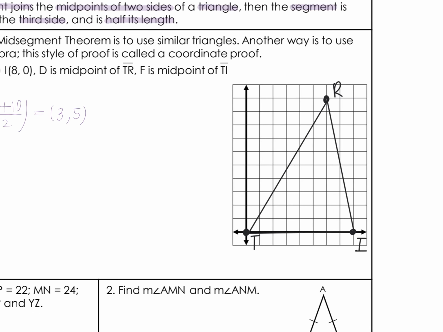So I'm going to come over here and we're going to plot that point, going 3 to the right and then up 5. Okay, my lines were just slightly off, so that's why. That's going to be point D. Then let's come back over here and find our point F.